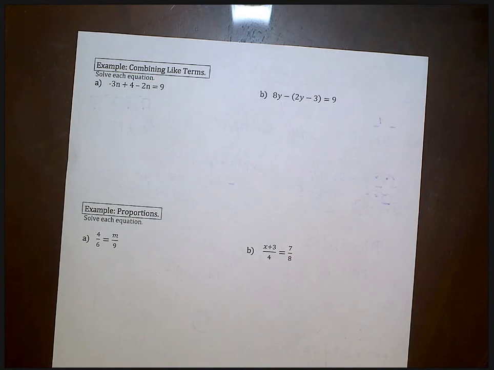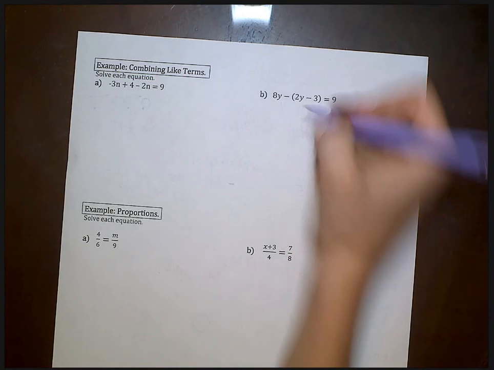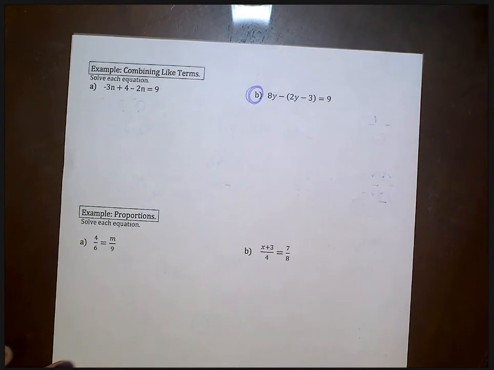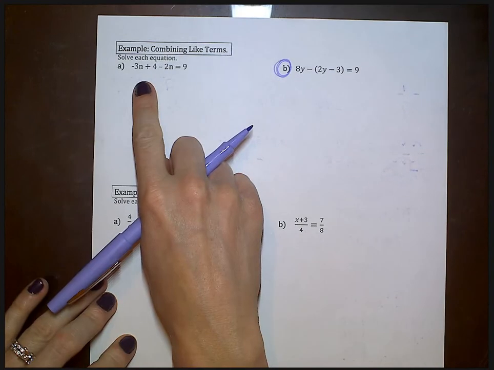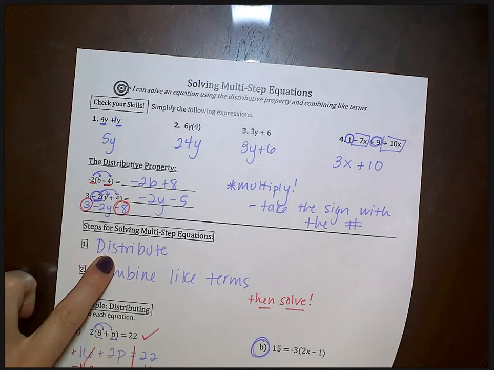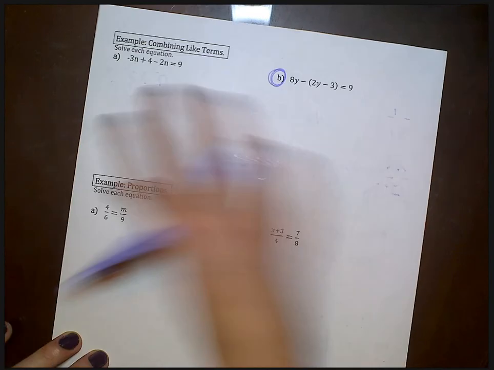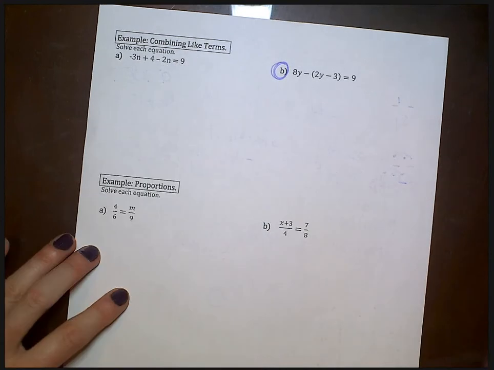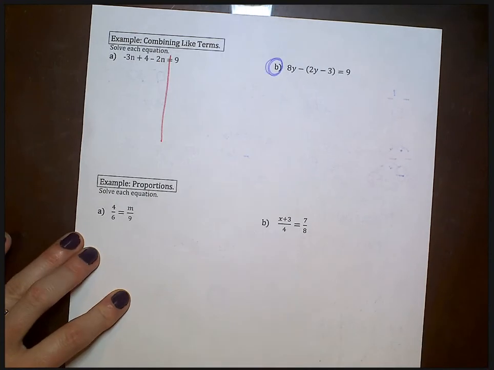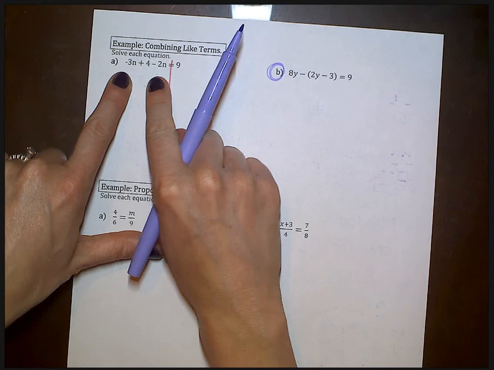All right, on the back, so I'm going to do A. I want you guys to try B, and I'll check that tomorrow and see how you're doing. Example A, think about my steps. I don't have distributing on this one. There's no parentheses. So I'm just going to be combining like terms because I see that I can combine a couple things sitting over here on the left side of the equation.